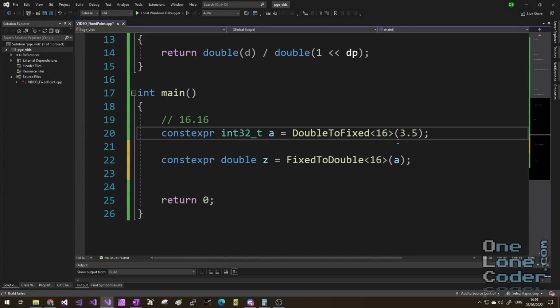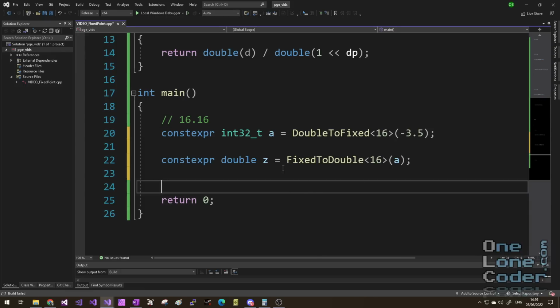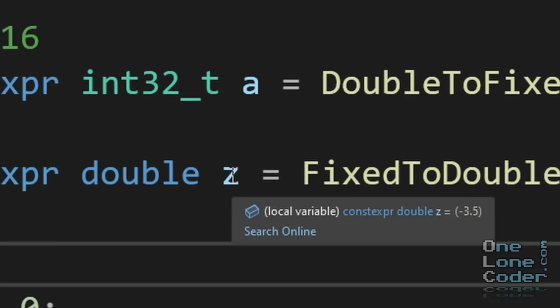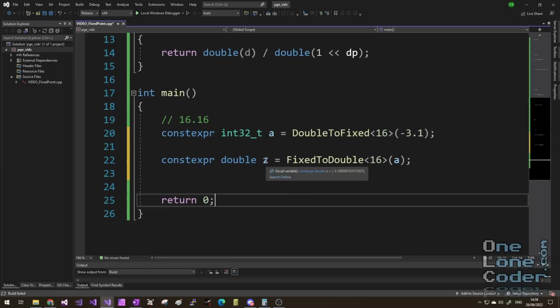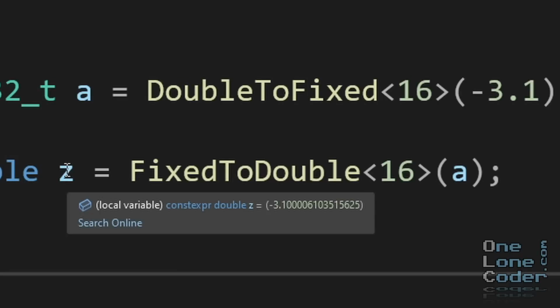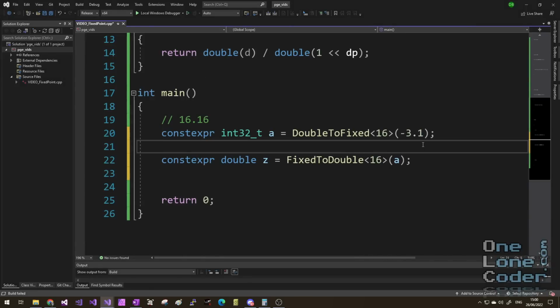And if I change this to minus 3.5, we don't see any errors flare up, the end result is still minus 3.5. If I pass in 3.1, because we had interesting properties with 0.1, let's see what we get as a result here. We see 3.10000, whatever the minimum representation of 16 bits worth of decimal places are. So I'm guessing that's 1 over 65,536. Which is fine. Don't forget that fixed point notation is always an approximation.